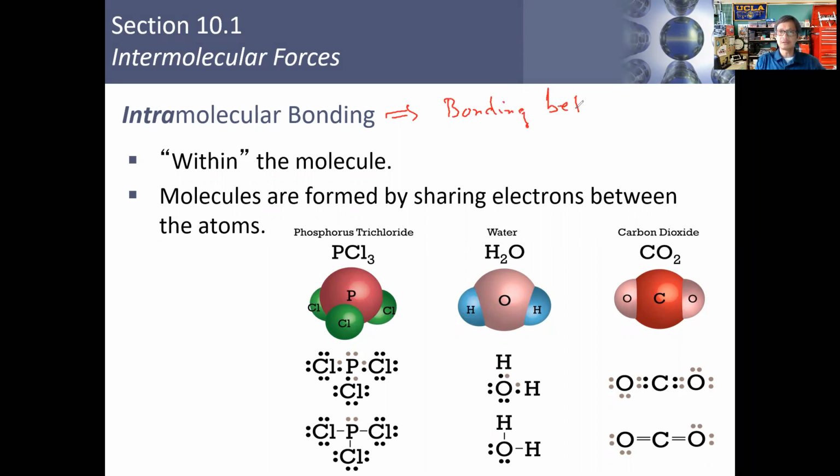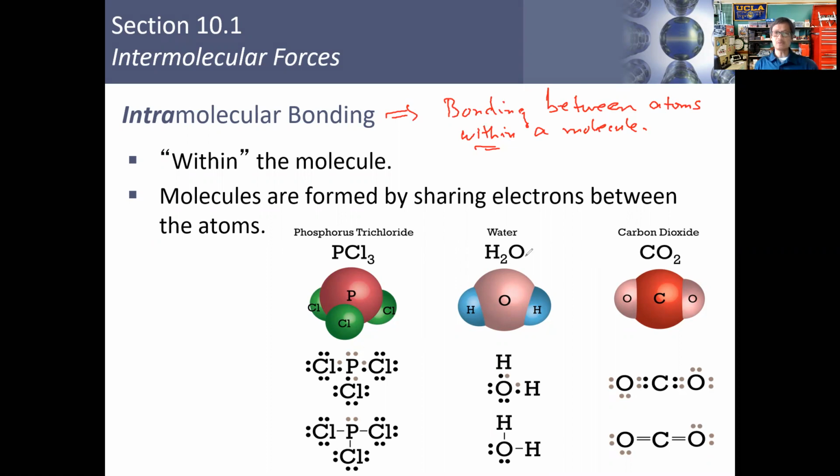between atoms within a molecule. So these are the interactions within a molecule. That's the intra part of it. Okay, so there it is.